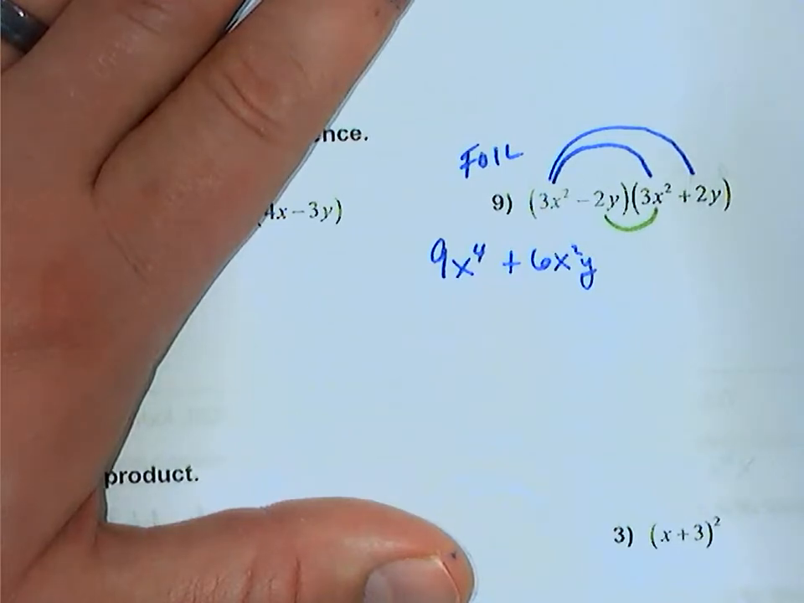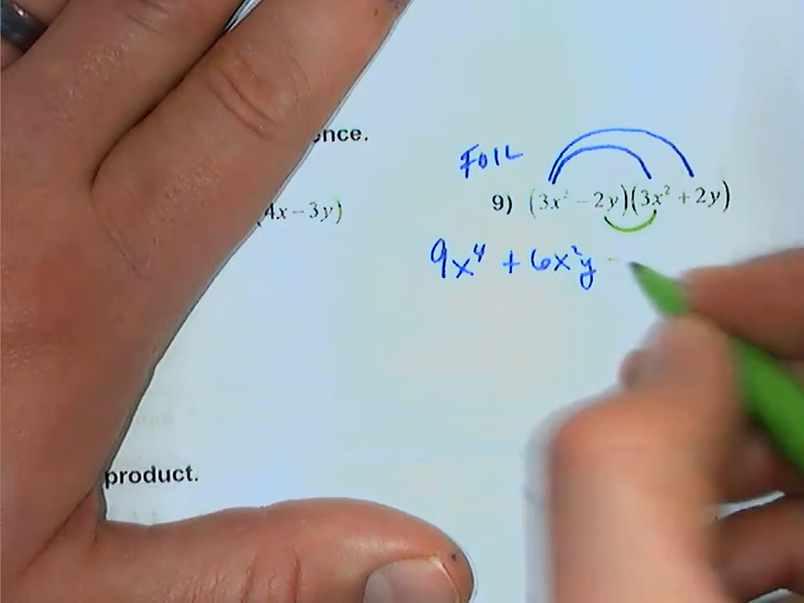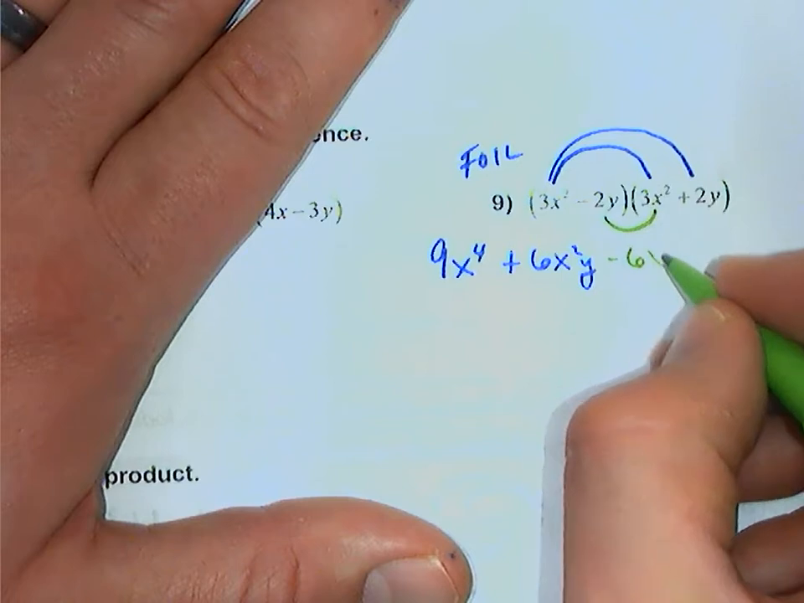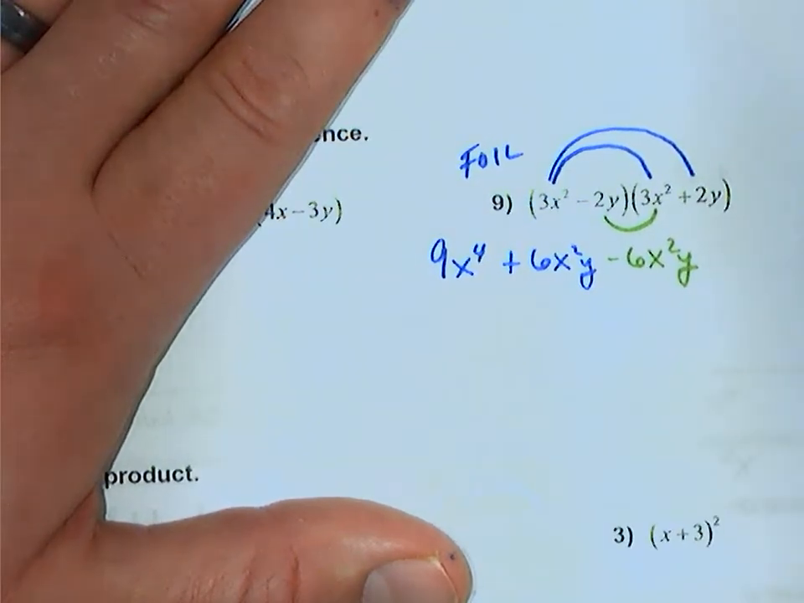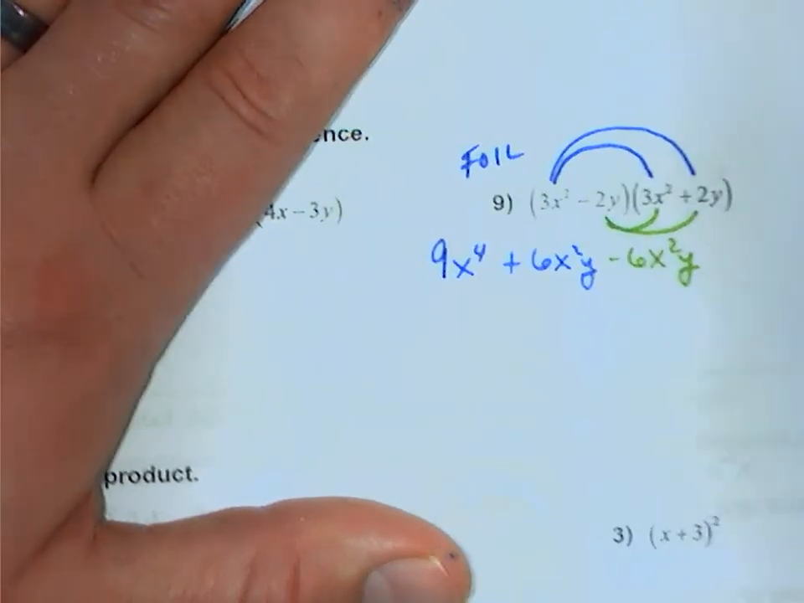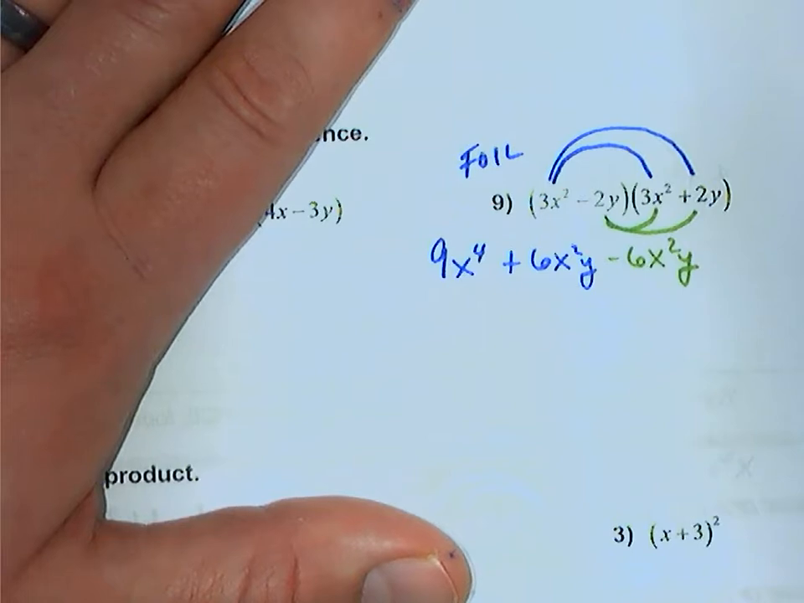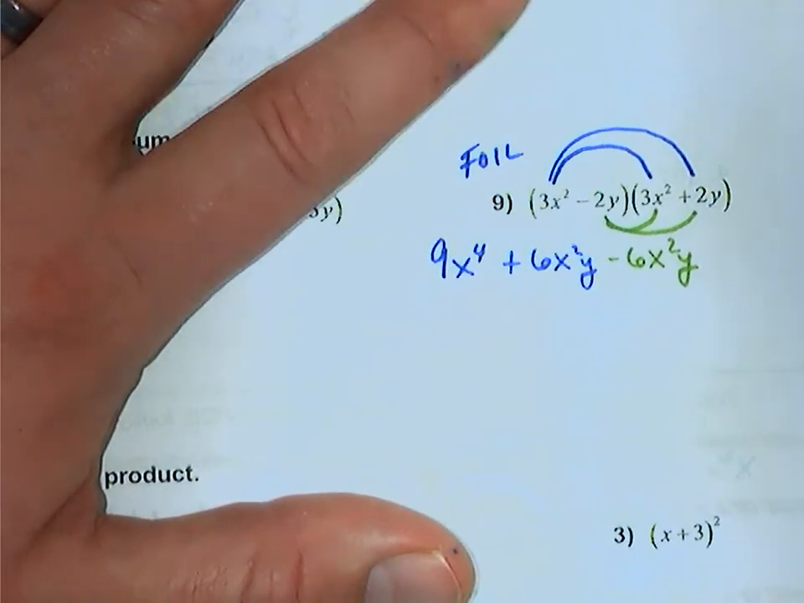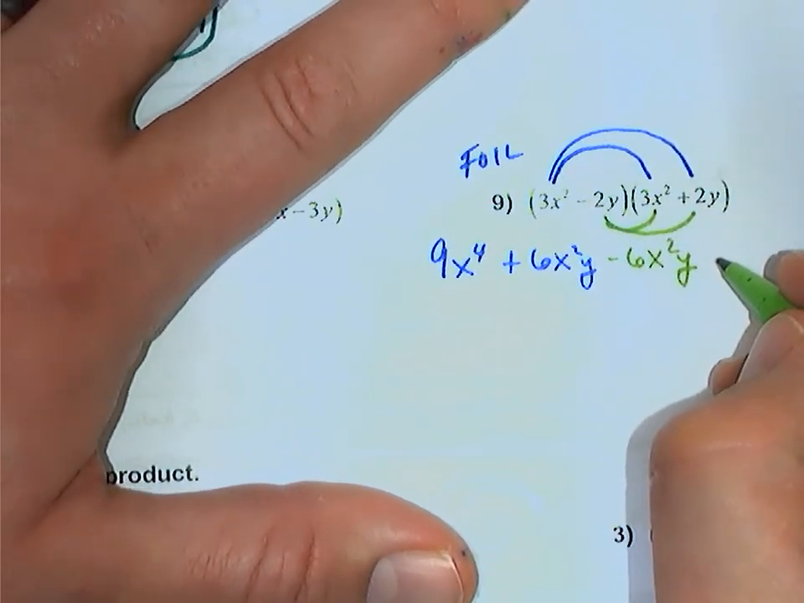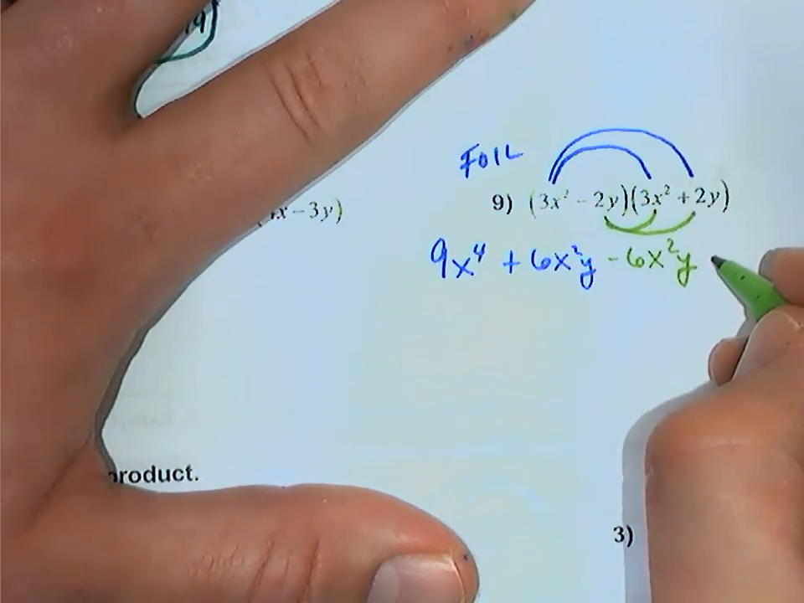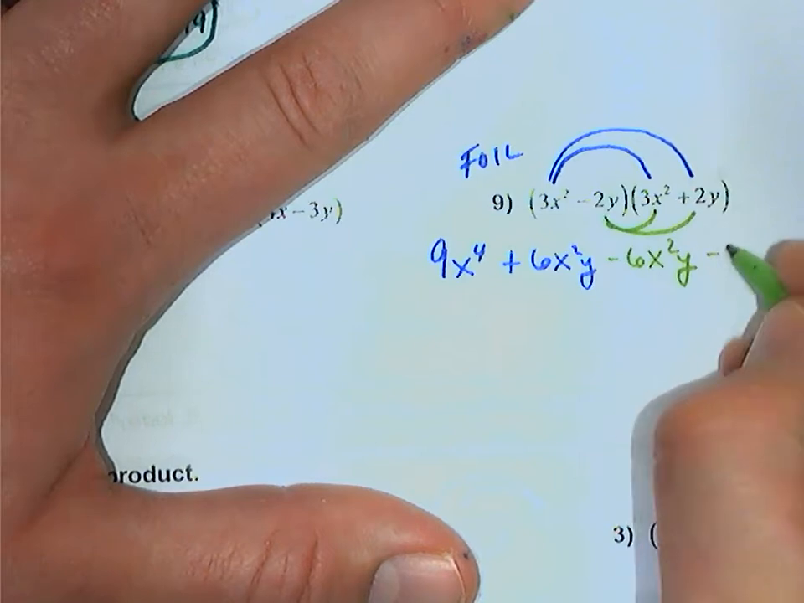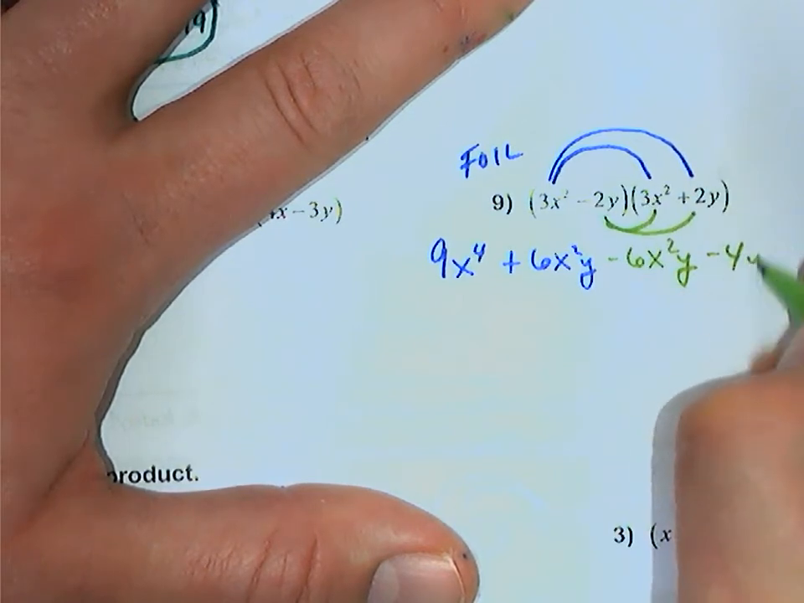Negative times a positive. So negative 2 times a positive 3 is now negative 6. And then y times x squared is not yx squared, it's x squared y, right in alphabetical order. Last but not least is our last terms, negative 2y times 2y. What's negative 2y times 2y? What do you get there, Rylan? What's negative 2 times 2? No. What's negative 2 times 2? Negative 4. What's y times y? Y squared.